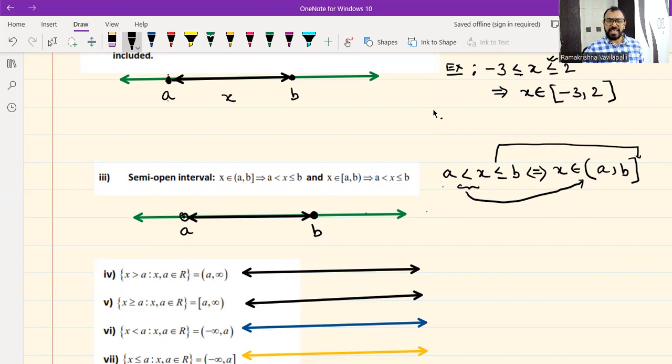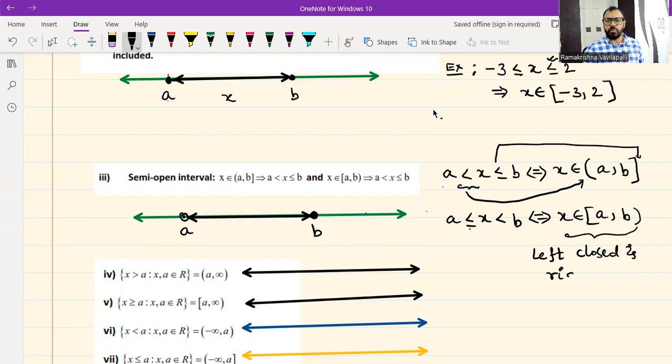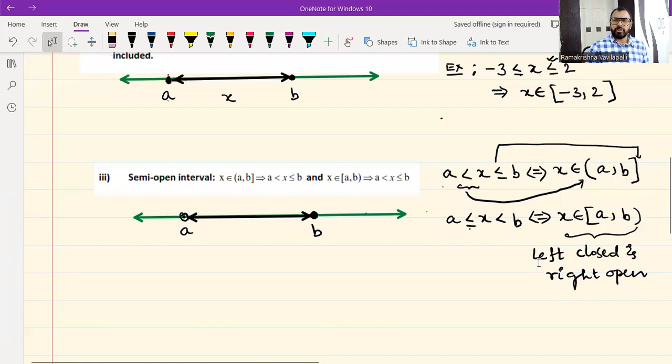Similarly, we have that A is less than or equal to X and less than B. This is known as left closed, right open. So we write X belongs to left closed, right open. So this is left closed, and right open bracket. So these are known as semi-open or semi-closed intervals, simply semi-intervals. So here I'll give you an example.